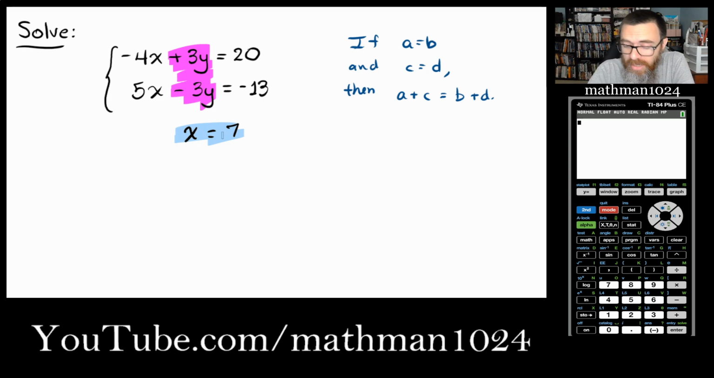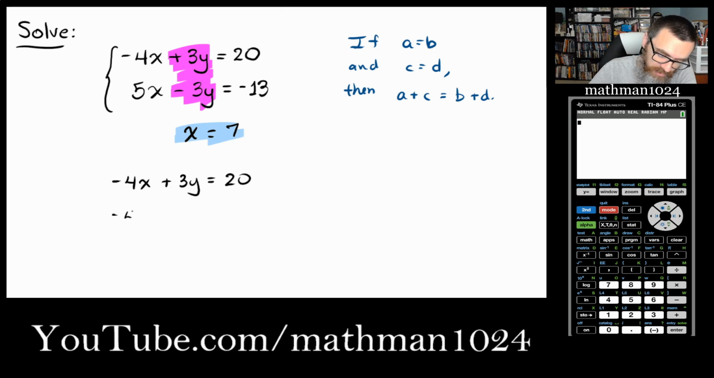And to figure out what y is, we're just going to take that and substitute it into either of the original equations. It doesn't really matter which one. For me, I look at the variable that I need to solve for next. I need to solve for y. So I tend to focus on the equation that has a positive coefficient for y. So let's take this negative 4x plus 3y equals 20. And we're going to plug in 7 for x. So negative 4 times 7.